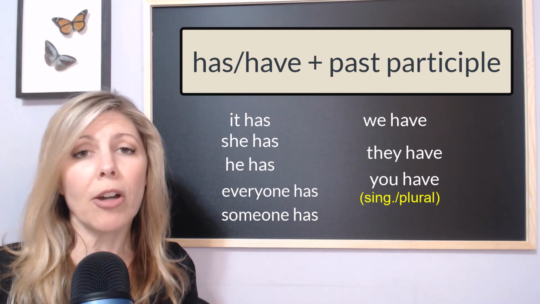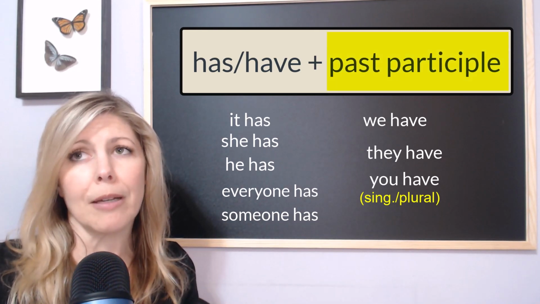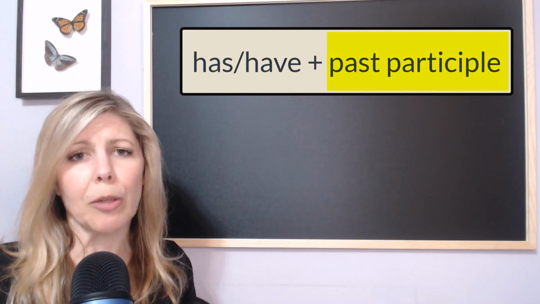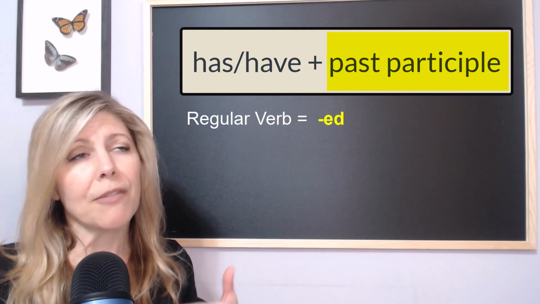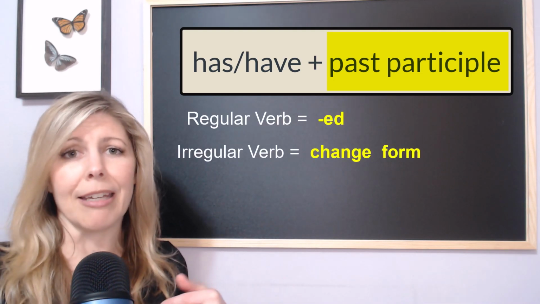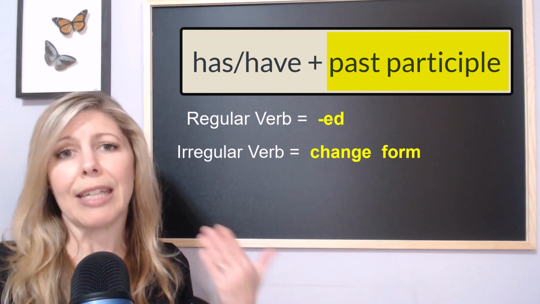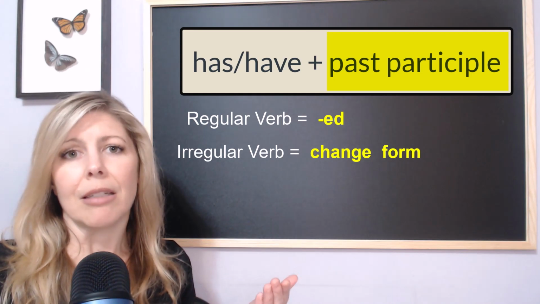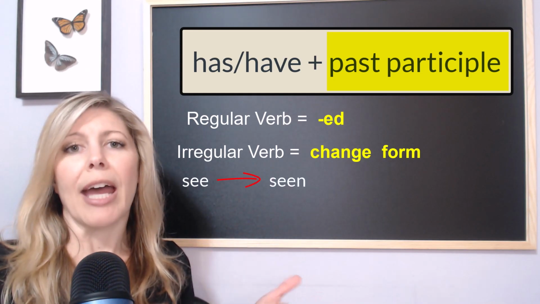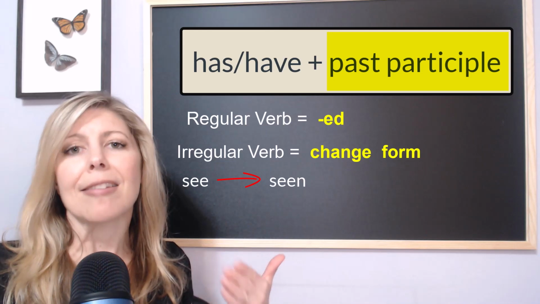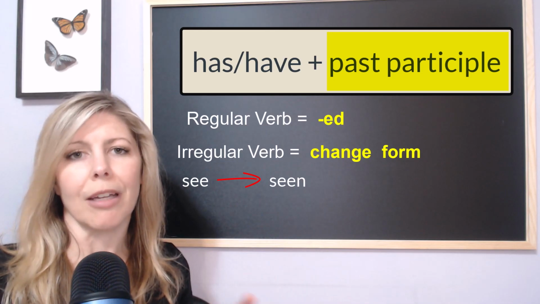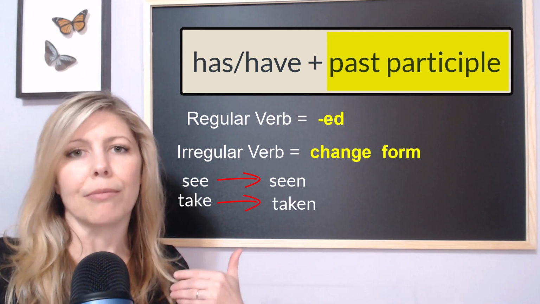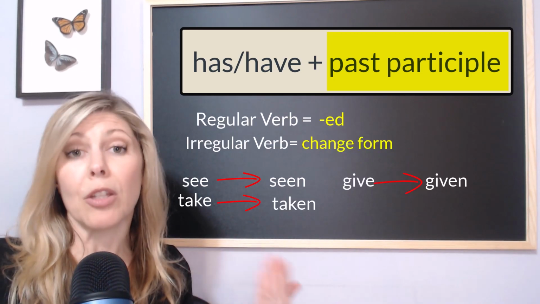Now, the past participle form, okay, that's kind of your past tense verb form. If it's a regular verb, it's going to end with ed. But if it's an irregular verb, like see or take or give, its form is going to change completely. For example, see, seen, has or have seen. Okay, he has seen that movie before. Okay, take is taken, has or have taken. Give, given. All right, so that's something to remember as well.